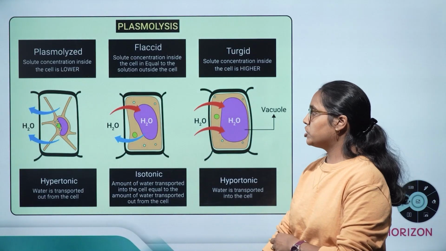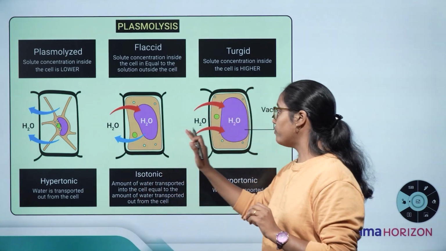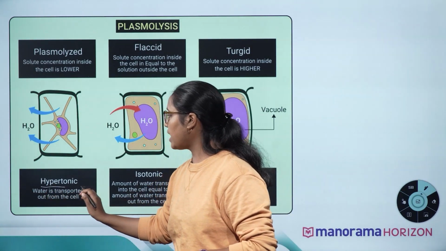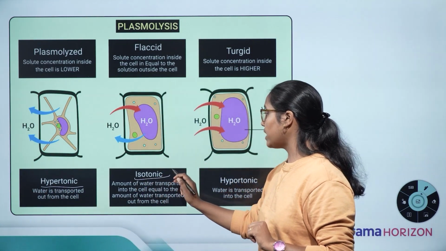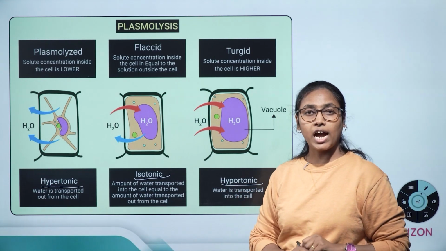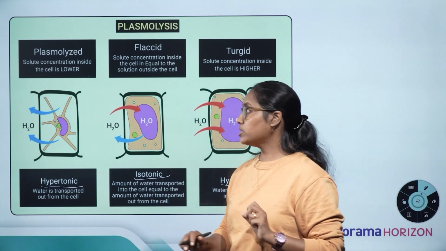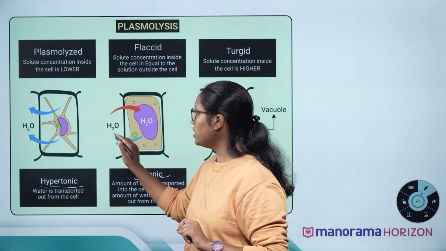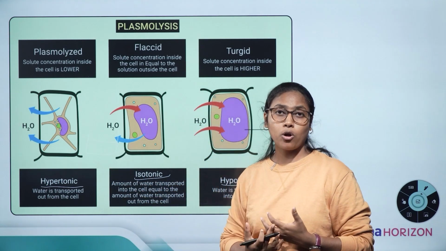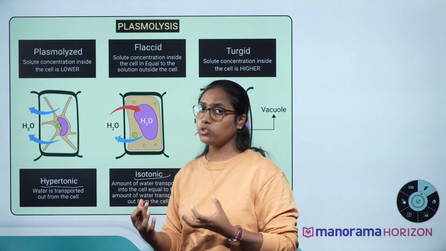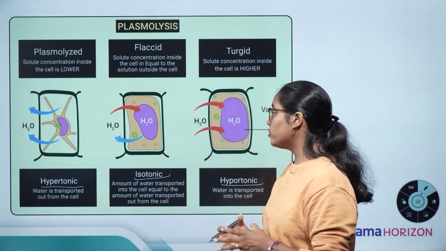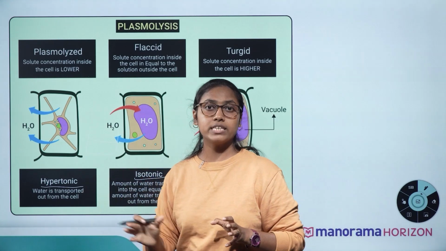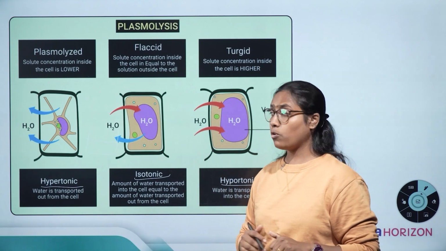Now just look at this image. Here three different cells were placed in three different types of solution. The first cell was placed in hypertonic solution, the second was placed in isotonic, and the third was placed in hypotonic solution. Now when the cell was placed in hypertonic solution, what is meant by hypertonic solution? A solution that contains more solute and less solvent. So at that time what happened?